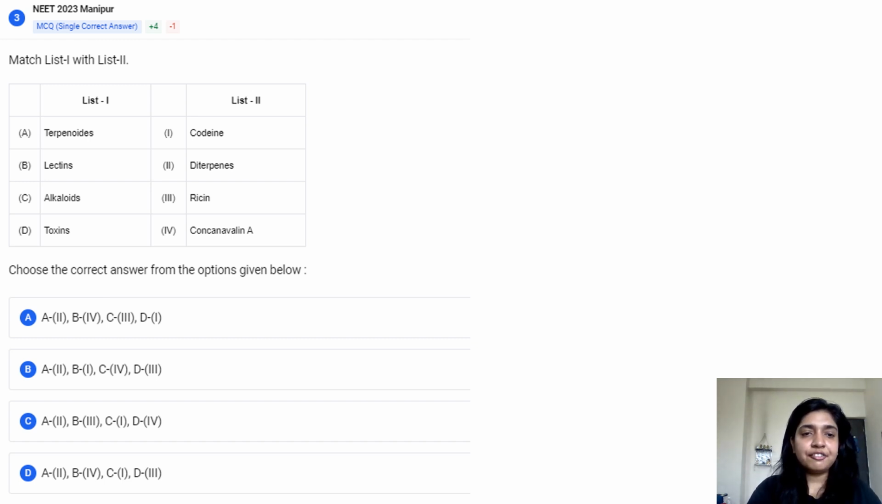So if you have gone through my lecture, you would know that ricin is a toxin. So D3. We have two options now. And terpenoids, diterpenes, so A2. We have A2 in both of them. Then we have lectin and alkaloid. I know that concanavalin A is a lectin, so B will go with 4. So this is your correct answer. Alright, this again we have discussed in the chapter in details. And finally alkaloid, so codeine will be your alkaloid.